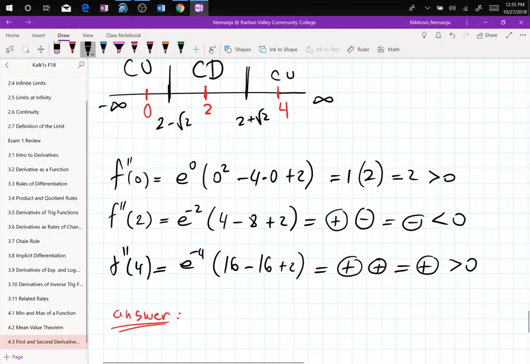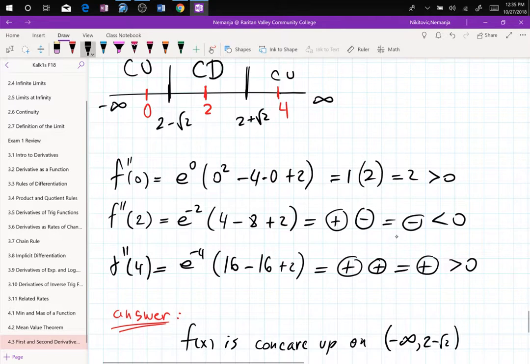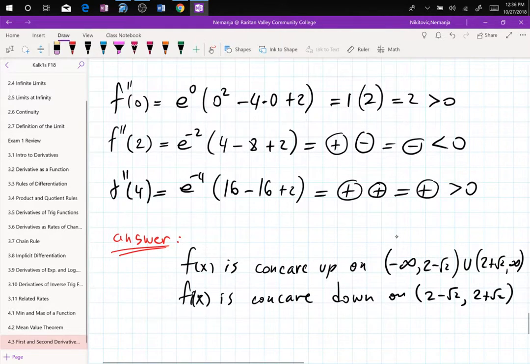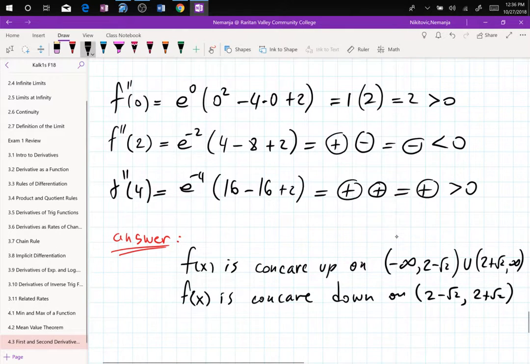And the answer is: f of x is concave up on negative infinity to 2 minus root 2 union 2 plus root 2 to infinity. f of x is concave down on 2 minus root 2 comma 2 plus root 2, and we're done. That's our answer.